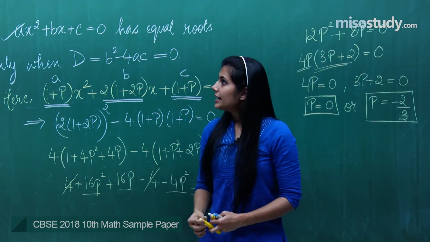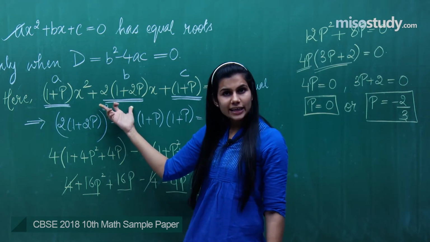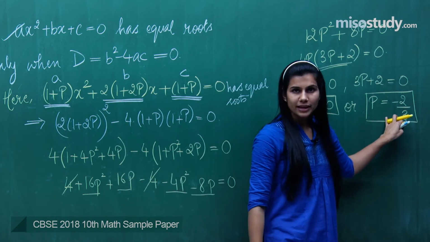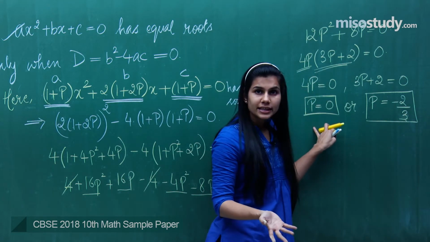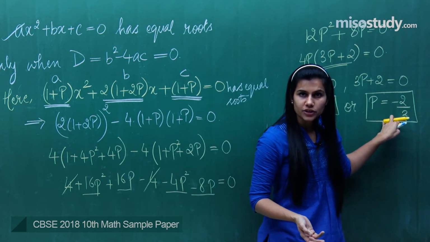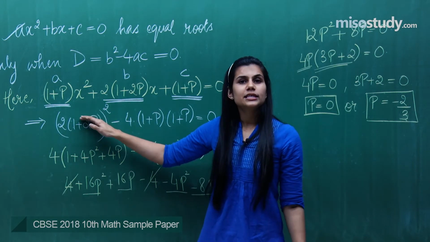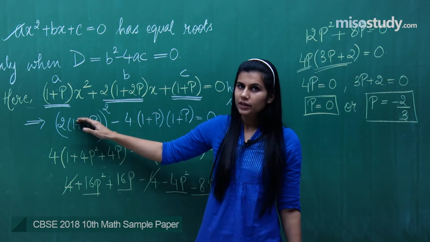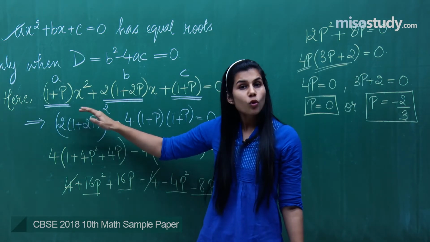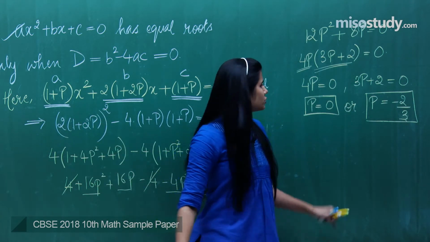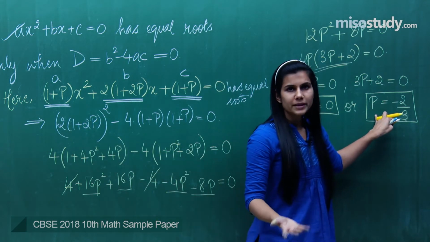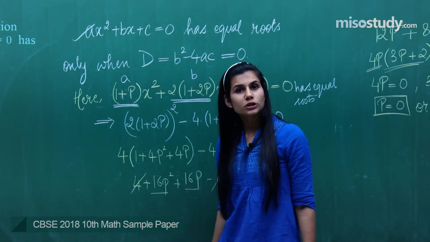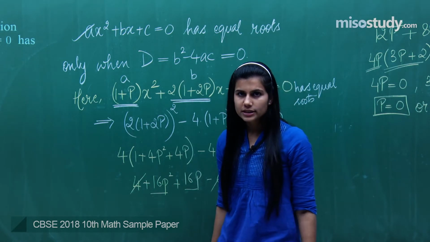That means if this quadratic equation has equal roots, it is only possible when p is either 0 or minus 2 by 3. Because if p is not 0 and it is not even minus 2 by 3, for any other p, the discriminant of this quadratic equation will not be 0, and therefore it will not have equal roots. It is going to have equal roots only and only when the discriminant is 0, which means only and only when p is 0 or p is minus 2 by 3. Apart from this, this quadratic equation will not be able to have equal roots.